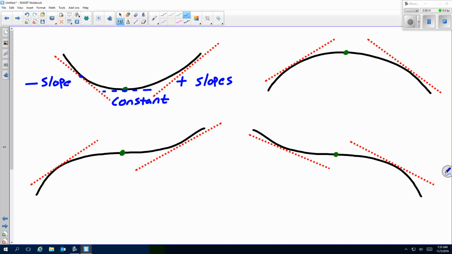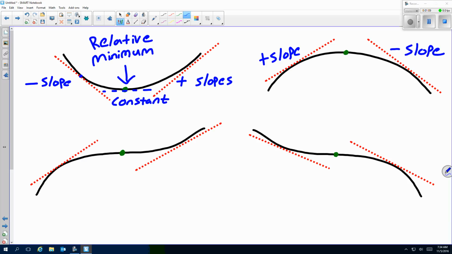Okay? Now, in a function, if I go from this negative slope to this positive slope, what do we call this point on my function? We call it a relative minimum. And then same thing goes if I were to have a positive slope converging into a negative slope, leaving me with this moment of a constant slope. I would have a relative, well, you guessed it, a relative maximum.